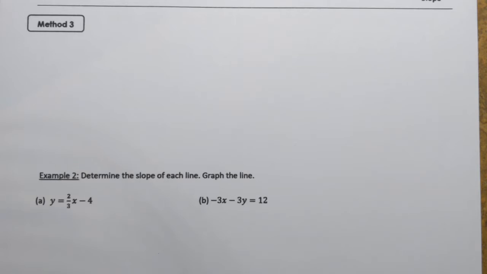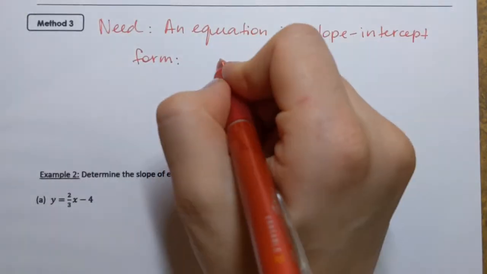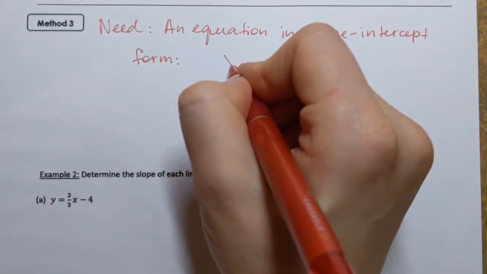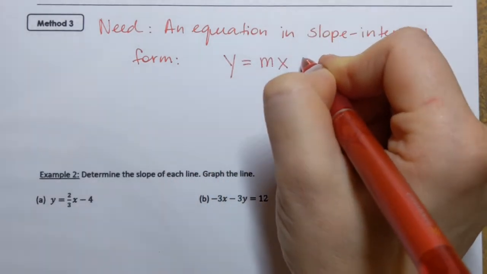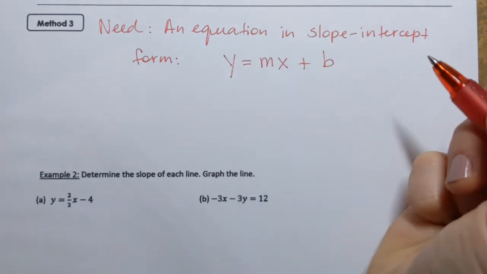With that method, what we need is the equation of that line, the equation in a specific form. It's called slope-intercept form. And this is how that form looks: y equals mx plus b. Let me explain what is what here.